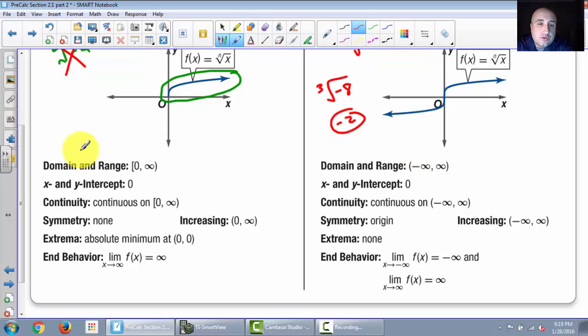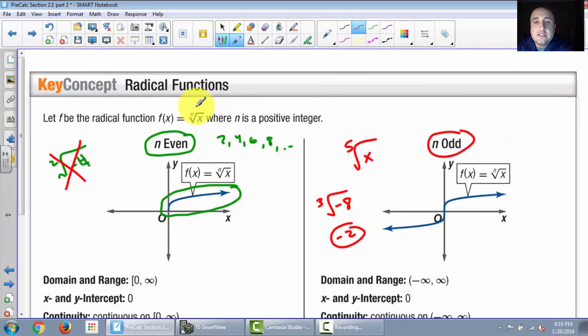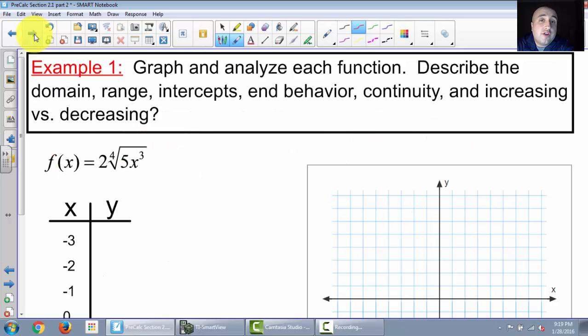And what this chart shows you is all the different characteristics we've been talking about for the last 3 weeks: domain, range, x-intercepts, y-intercepts, continuity, symmetry, maximums, end behavior, all those different things. So you can use this as a nice little reference. We're going to graph a couple of these just like we did yesterday.